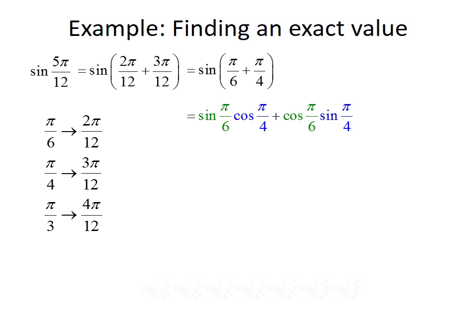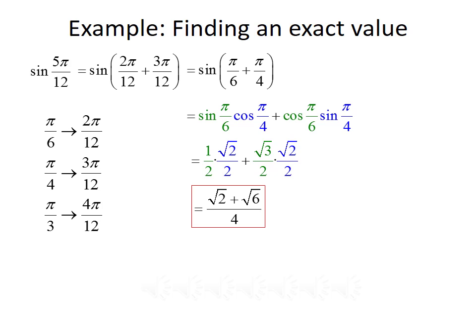And we can evaluate each of those using our unit circle. Sine of pi over 6 is 1/2, and the cosine of pi over 4 is root 2 over 2. The cosine of pi over 6 is root 3 over 2, and the sine of pi over 4 is root 2 over 2. So we have 1/2 times root 2 over 2 plus root 3 over 2 times root 2 over 2. If we simplify by multiplying them together and then add our fractions together, we're going to wind up with the square root of 2 plus the square root of 6 all over 4.